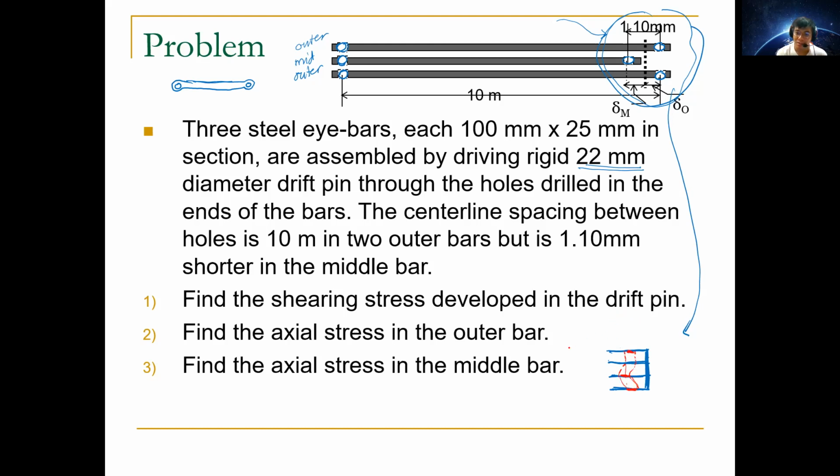Okay, so again, since we are looking for the axial stress, notice that this bar is shortened by 1.1 millimeters. So probably the force is going this way. It's a bar. Then this one is probably just okay. So we can call this P outer, this one P middle, and this one also P outer.